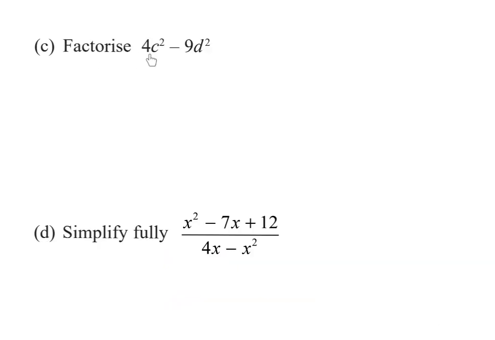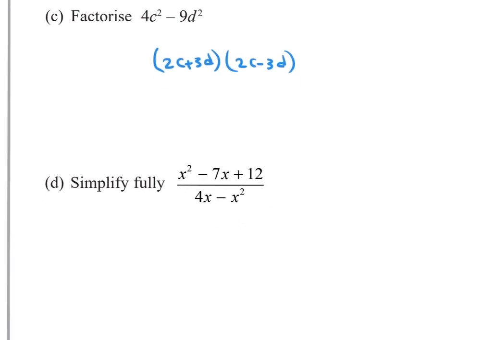C, factorize 4c squared minus 9d squared. No common factor. We have a difference between two squares. So 2 brackets. 2c and 2c. The square root of 9d squared is 3d, and 3d, plus and minus, or minus and plus.